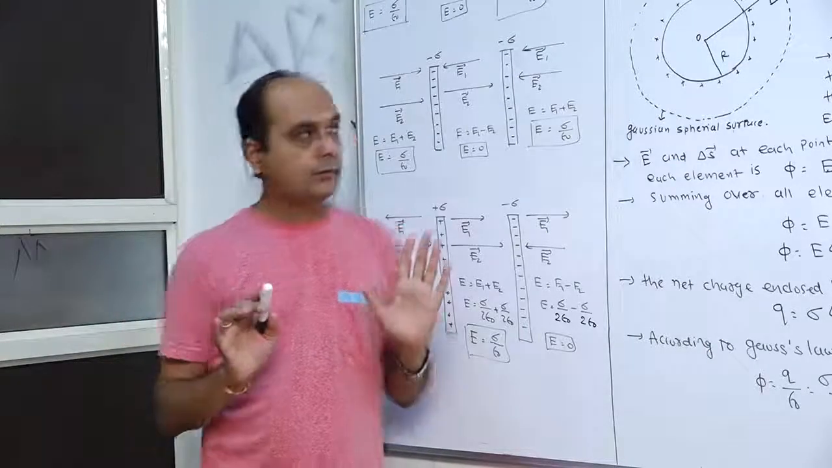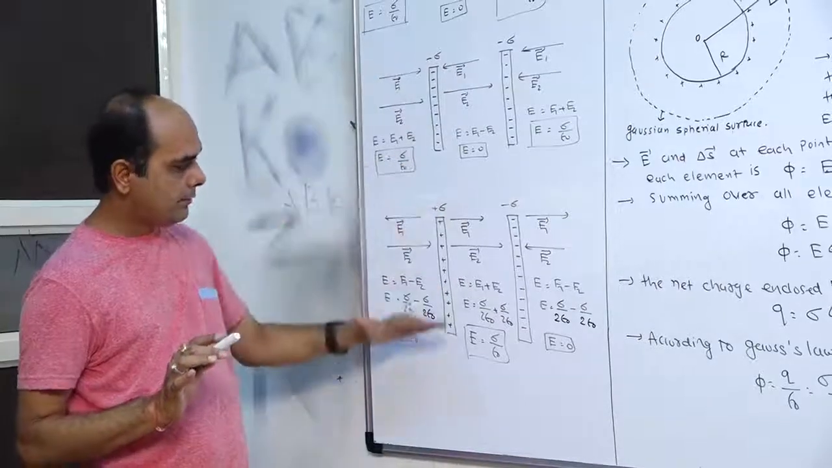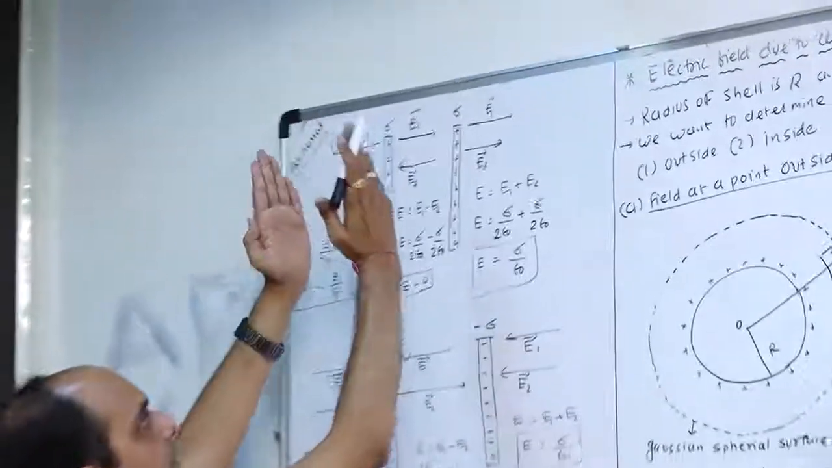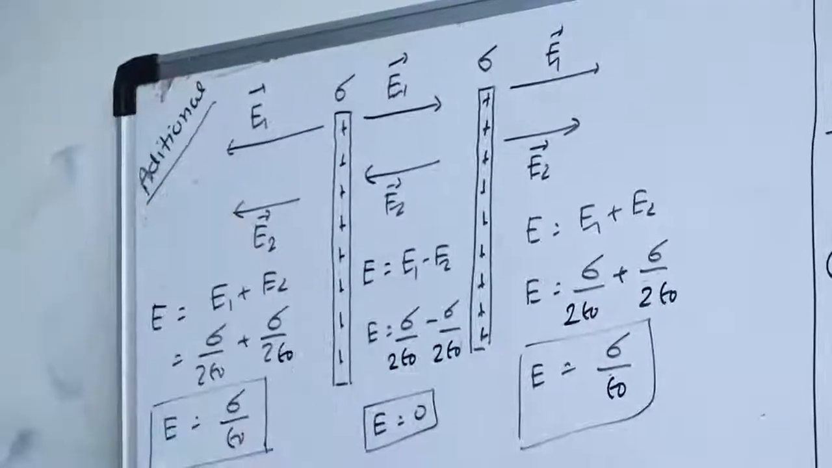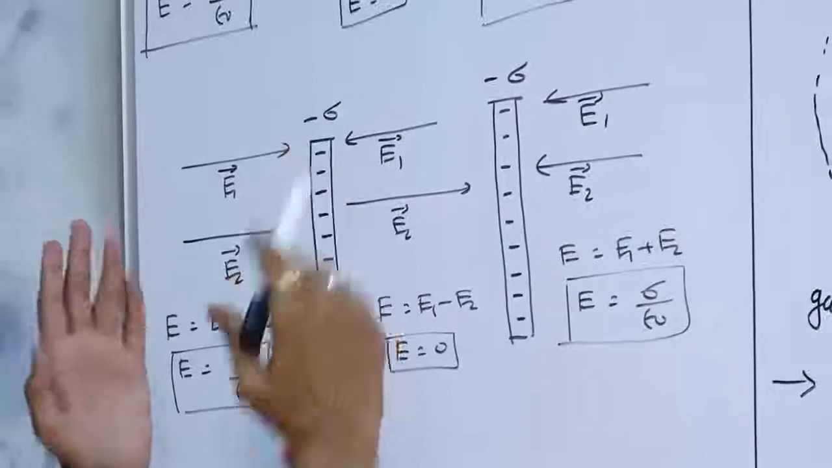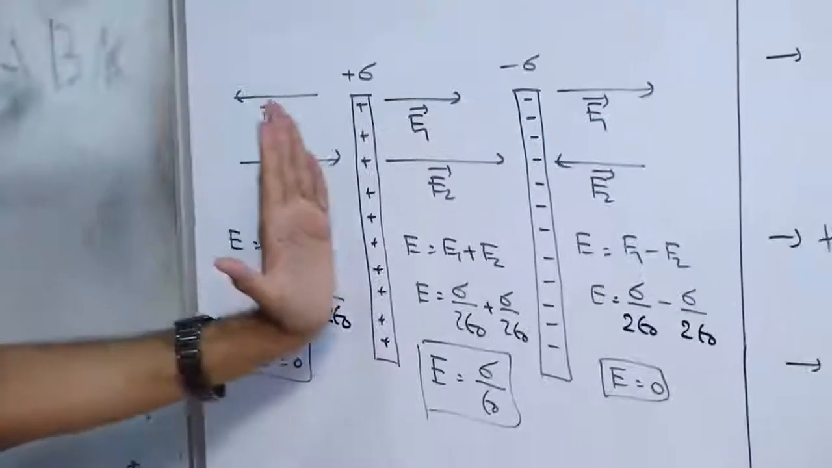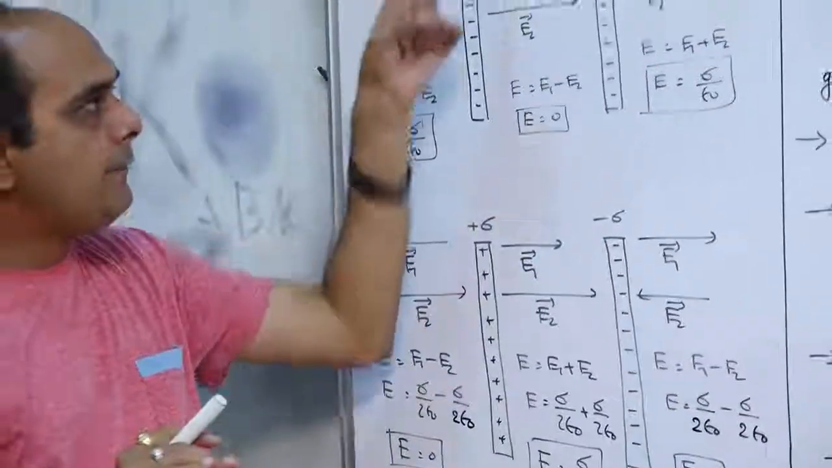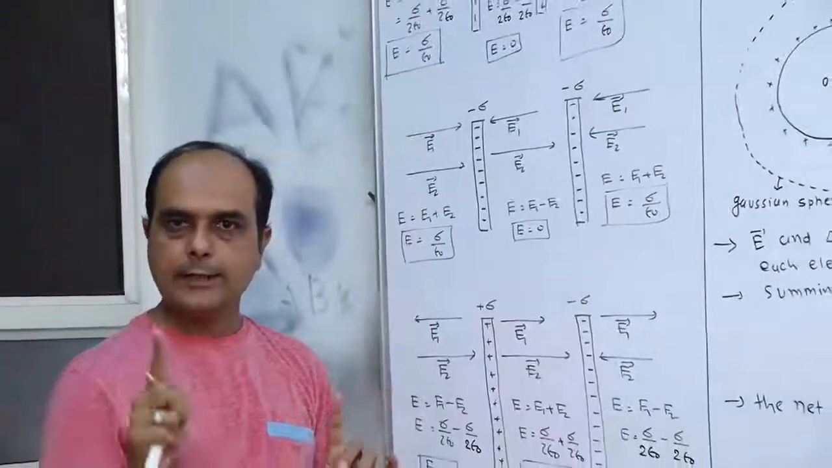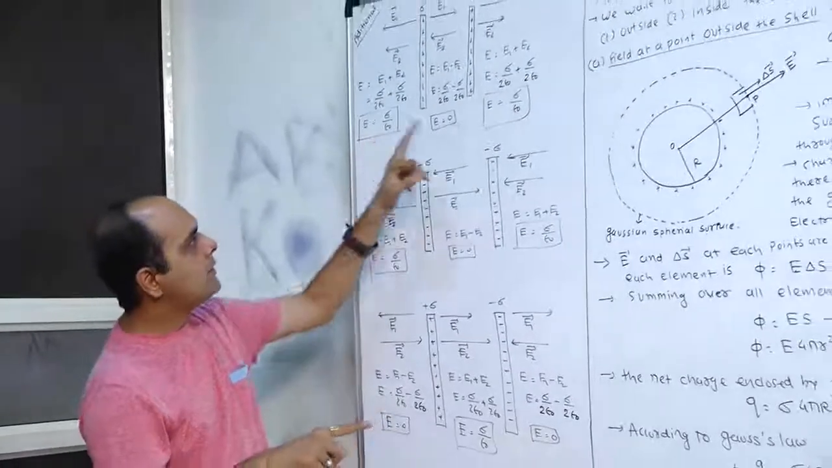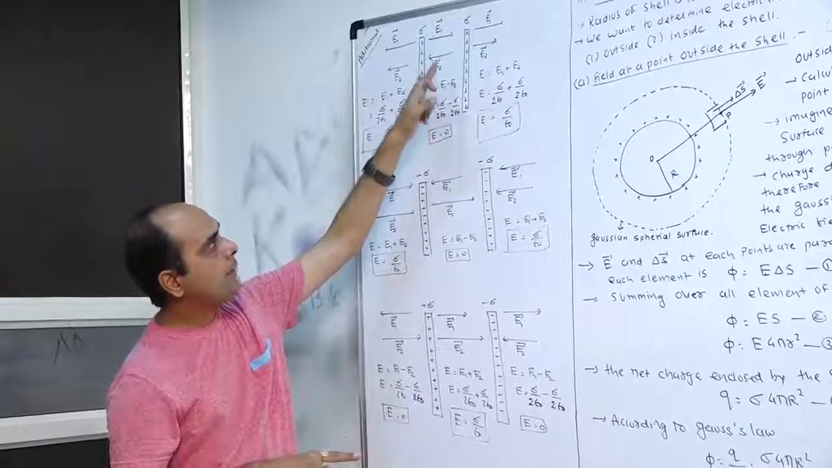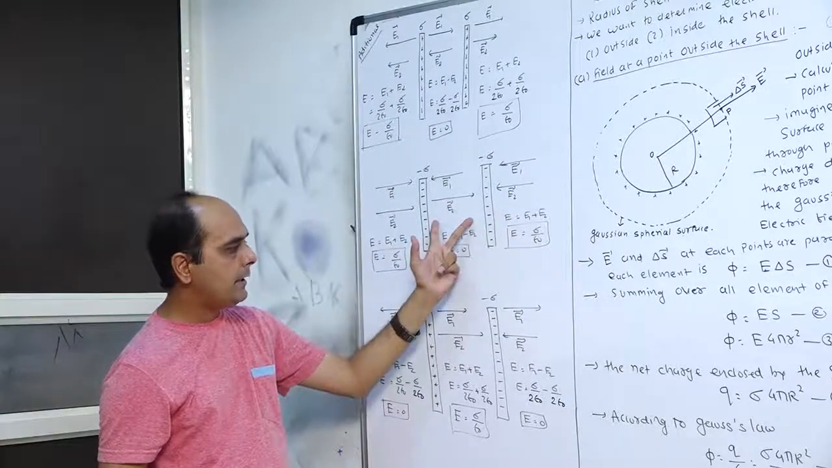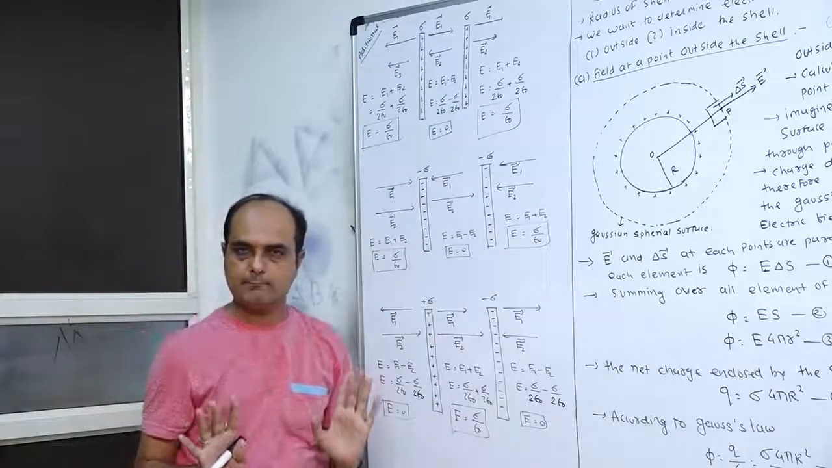Student, we draw three diagrams: first diagram, second diagram and third diagram. In the first diagram, there are two positively charged plates. In the second diagram, there are two negatively charged plates. But in the third diagram, one plate is positively charged and the second plate is negatively charged. In every diagram, there is the same question: calculate the electric field outside the plate and between the plates. And similarly in the third case.